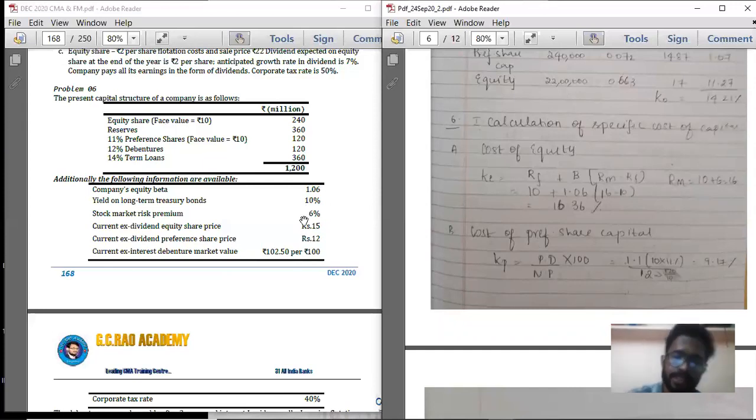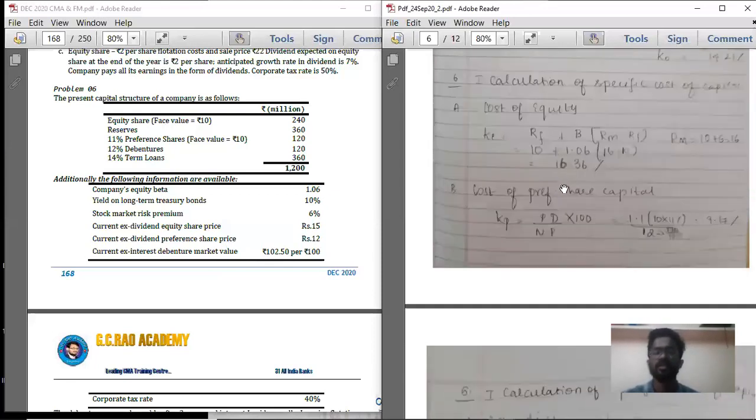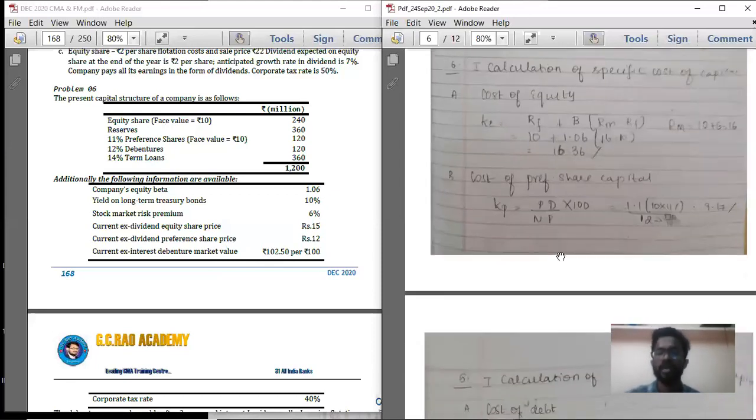Here they have given the risk premium directly. So 6% is RM minus RF. Then they have given 6%. So within brackets put 6. Multiply it with beta, then add the risk-free rate, then you will get the cost of equity. This is how you should calculate cost of equity using the CAPM model.